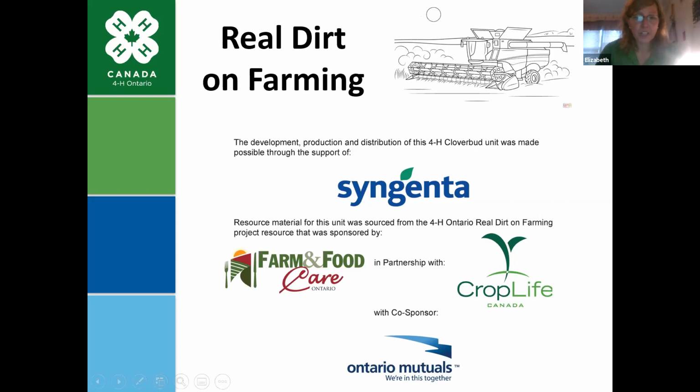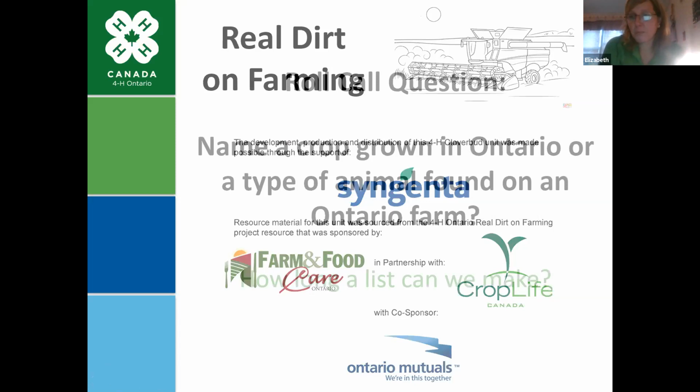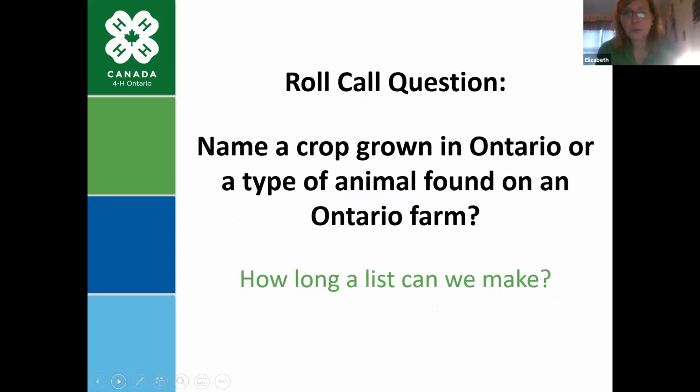And that leads us to the roll call question that I've got posted here. Once again, this is one that if you were running an online Cloverbud project, you could have members either one by one verbally give their answers, or use the chat feature on something like Zoom or WebEx, or whichever platform you're using, and really start that conversation about what types of crops are grown. With this question, it's specifically looking at Ontario. Or what types of animals are found on Ontario farms.